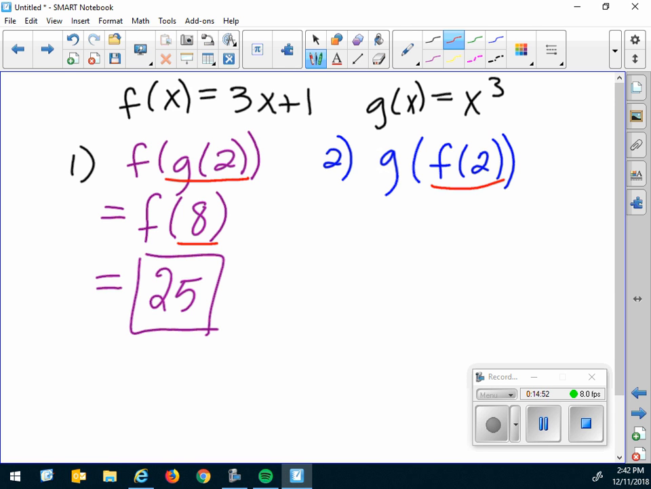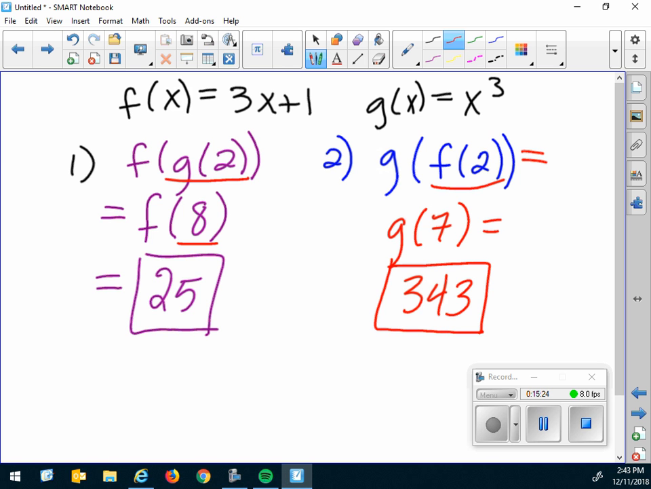F of 2. 3 times 2 plus 1 is 7. So what's going to go into G? 7. So you're going to write equals G of 7. Now, what's going into G? 7. 7 times 7 is 49, and 49 times 7, 343. Good. Now you have one more, and that's going to go to the right of number 2. We have one more of this kind of problem.